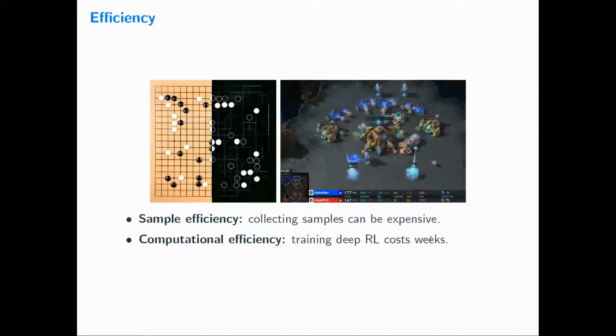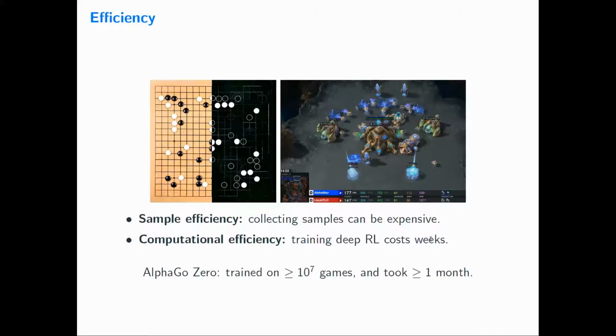In that case, the most important metric for the learning process is efficiency. On the statistical side, we care about sample efficiency. That is, how many samples do we need to collect before we can train a near optimal strategy. This is important because collecting samples can be expensive. Also, computational efficiency is very important because training deep RL models usually costs a lot of time.